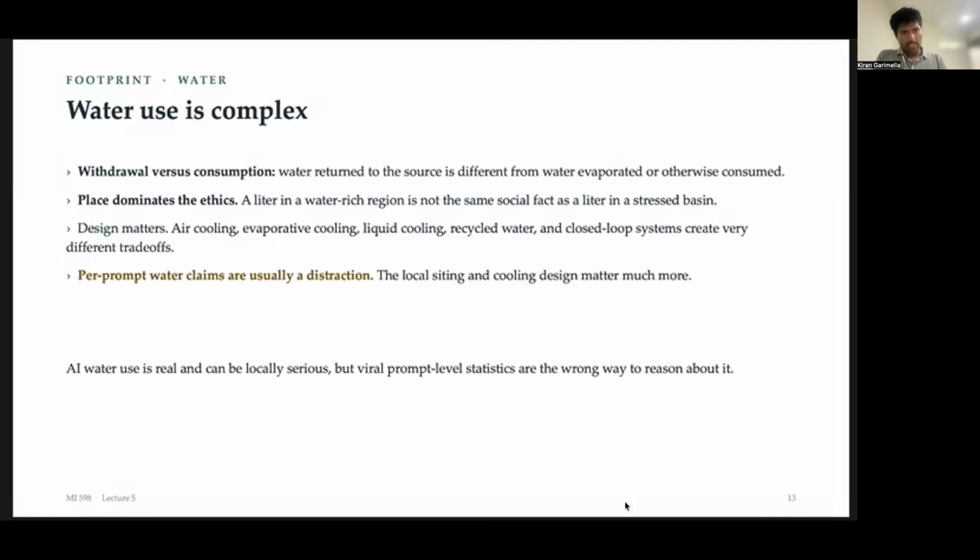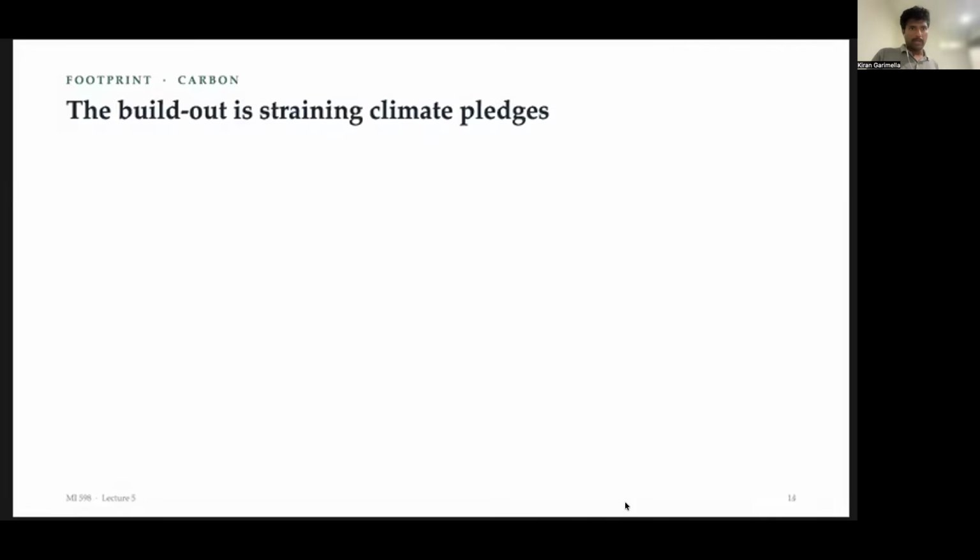And AI water usage is real. Like I said, it uses a lot of water for sure, and can be locally serious, but these sorts of prompt level statistics are the wrong way to reason about it. Okay, so we've looked at electricity and water. Now let's look at carbon.